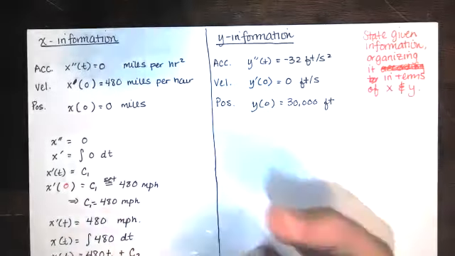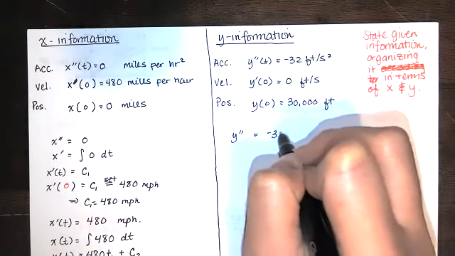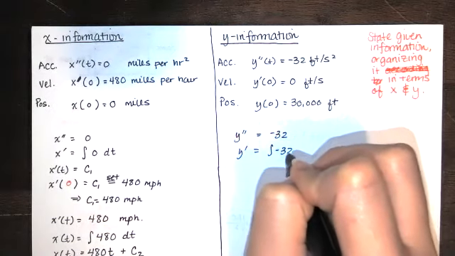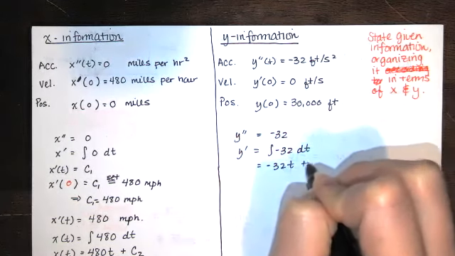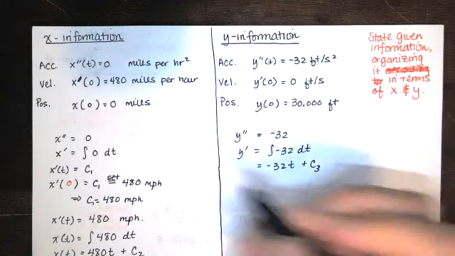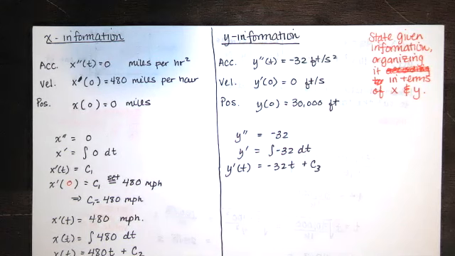Great. We're going to do the same thing over here for y. We know y double prime of t is negative 32 feet per second squared. So if we want y prime, we take the antiderivative. And we'll have a constant of integration. I already used c1 and c2, so I'll call that c3. So now I have y prime of t is negative 32 times t plus c3. This is going to be in feet per second.